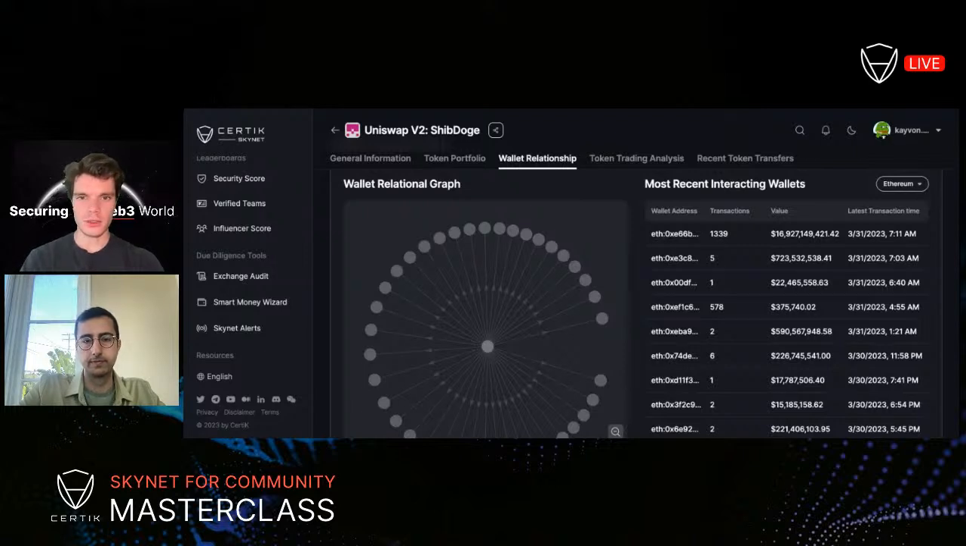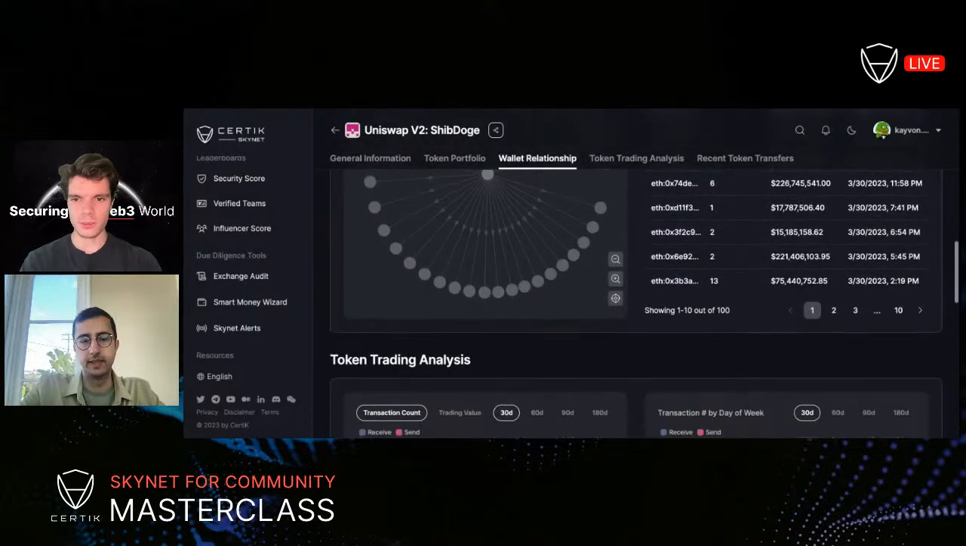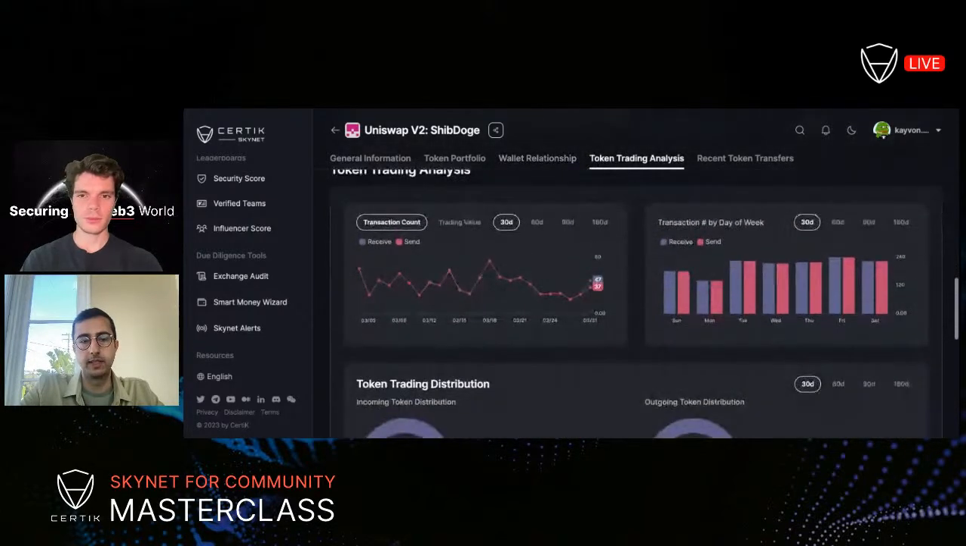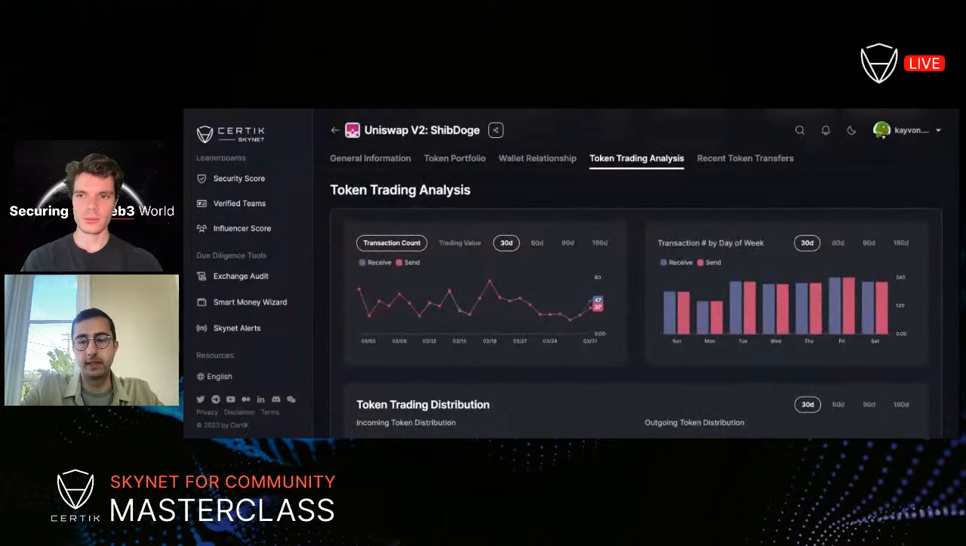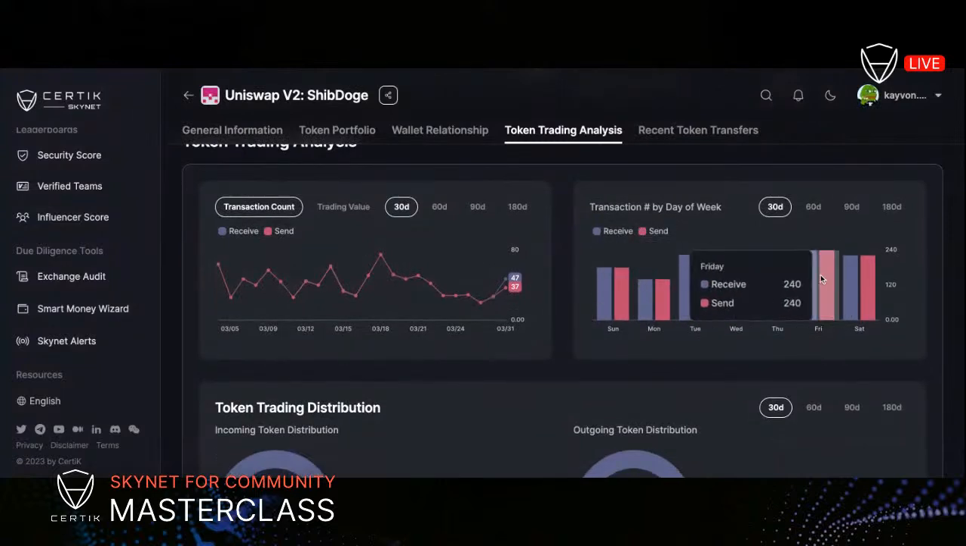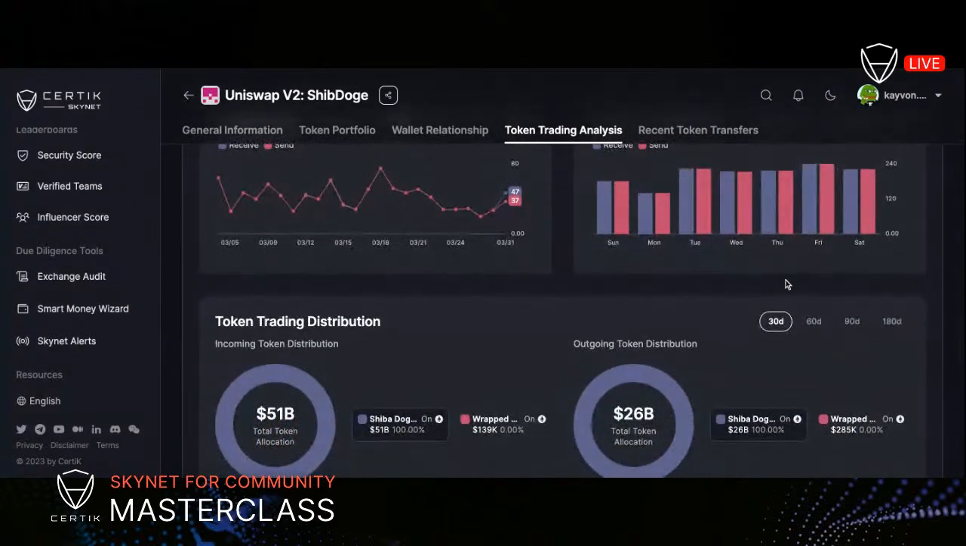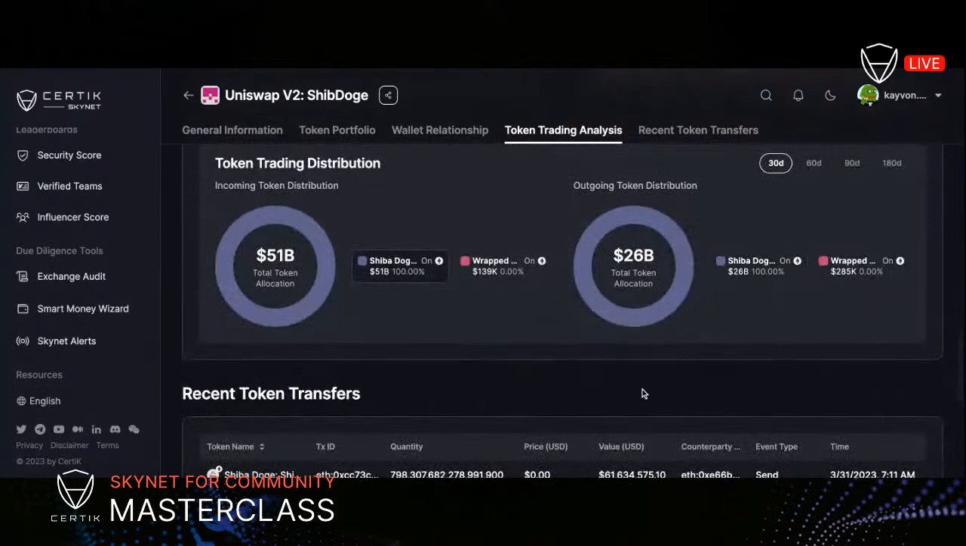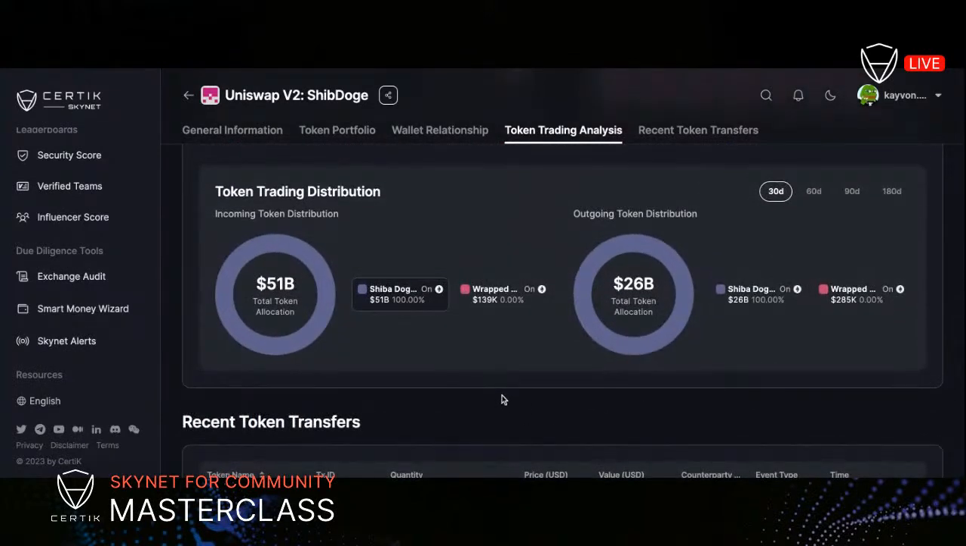So what else can the Smart Money Wizard conjure up for us? Yeah, so from a trading perspective, it can actually give a lot of insight, especially if the wallet is trading on on-chain decentralized exchanges. So you can see the transaction count, whether that's receiving or sending tokens, transaction count by day of the week, right? So, what is their transaction activity over time? And you can see their initial incoming token distribution, right? So, when they're trading, what tokens are they trading?